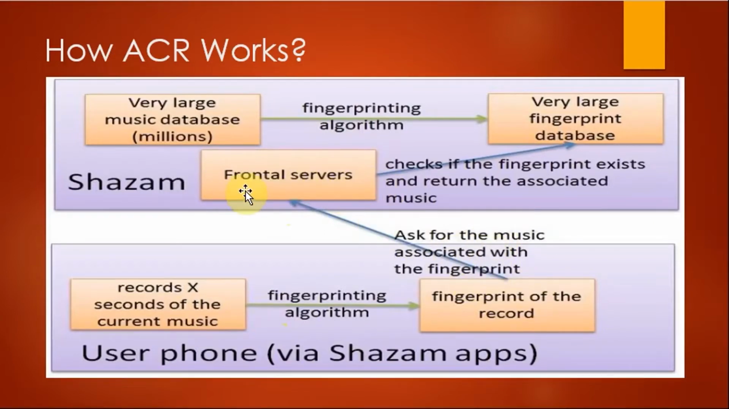So the Shazam frontal server checks whether the fingerprint exists in this very large database of fingerprints of millions and millions of music files that have been inserted here. If the fingerprint exists, it returns the associated music. So that's how ACR technology works. Instead of inputting text here, you record a few seconds of the current music to find the music file.